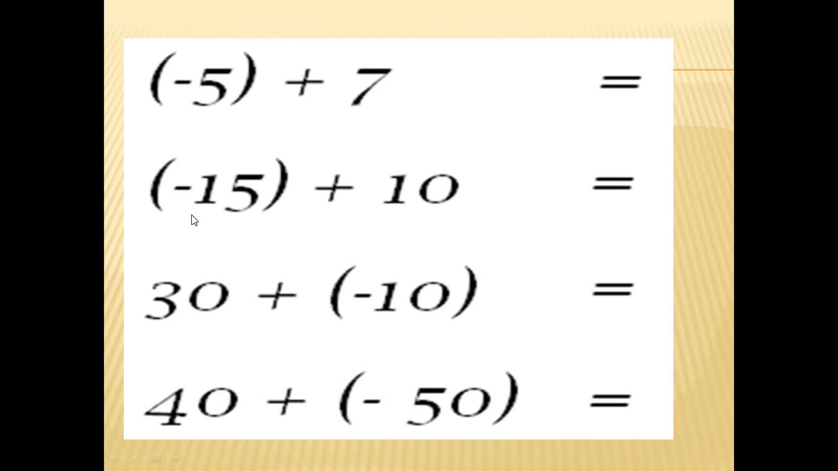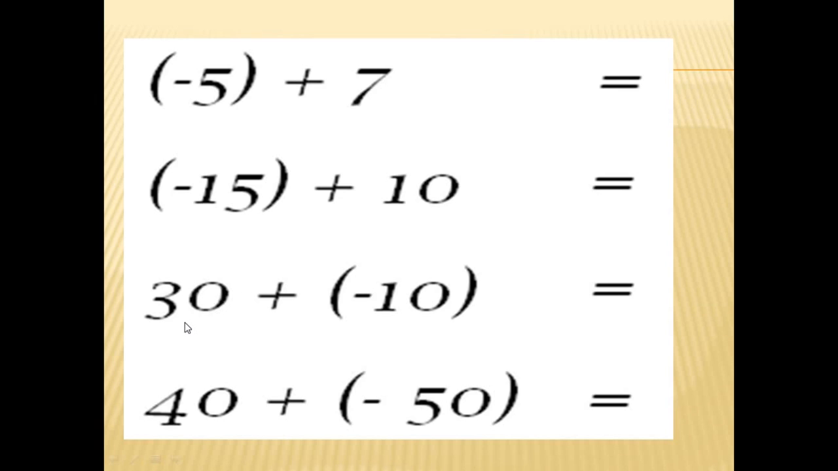Next question, negative 15 and 10. We are going to consider the absolute value of negative 15 and the absolute value of 10. Absolute value of negative 15 is 15. Absolute value of 10 is 10. What is the difference between 15 and 10? It's 5. Now about the sign. Which is the greater integer? 15 is the greater integer. It is having a negative sign. So the answer will be negative 5.